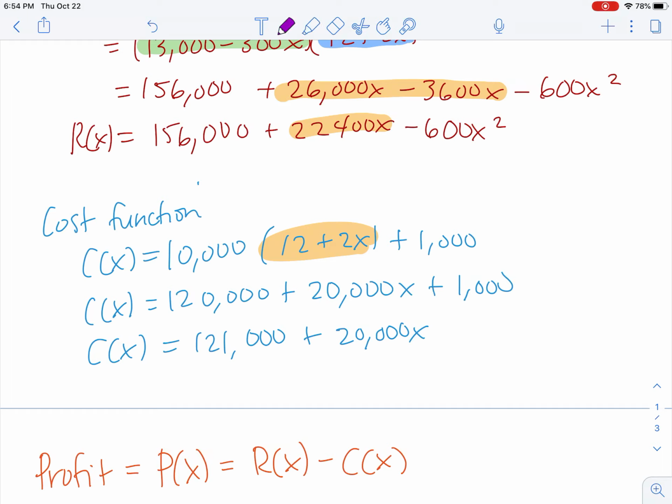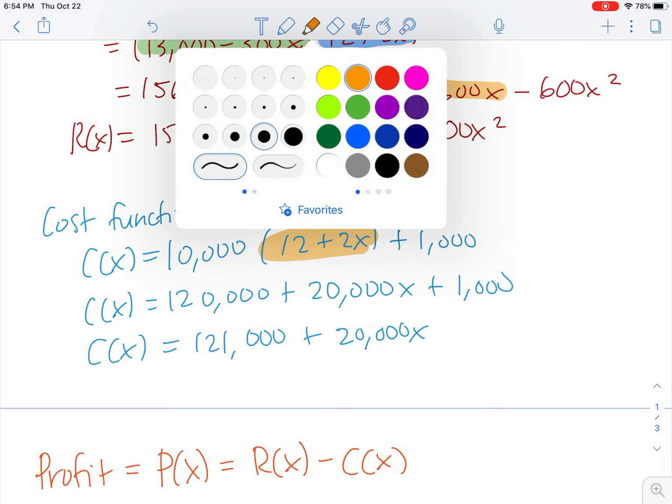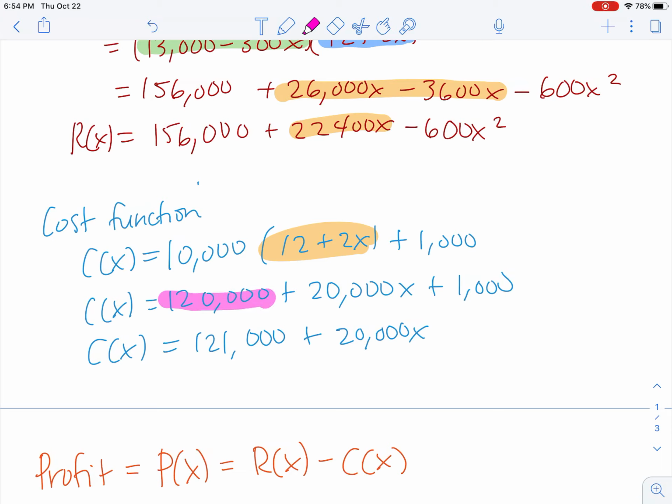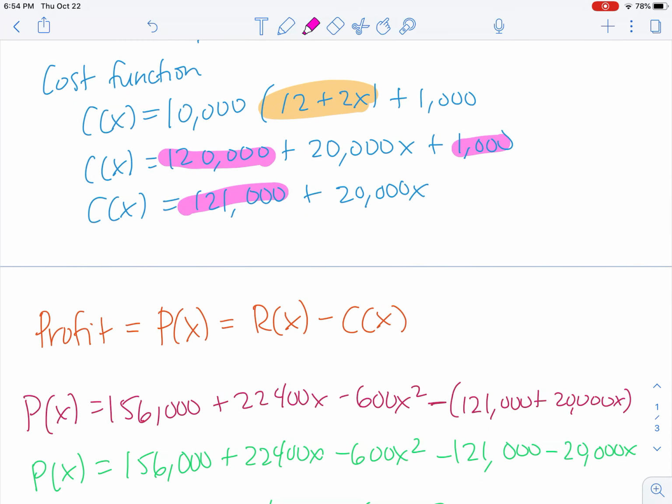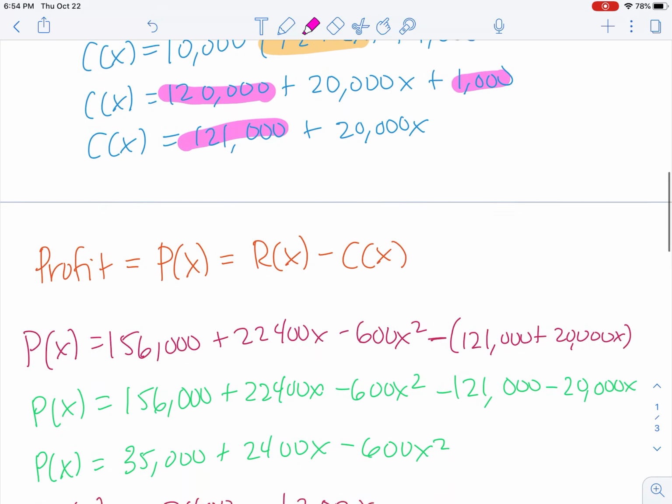So now we will distribute 10,000 inside the parentheses here. So 10,000 times 12, 120,000. 10,000 times 2x, 20,000x. Then we need to combine like terms. Our like terms, 120,000 and 1,000 makes 121,000 and plus 20,000x. So now that we have revenue and cost, we can finally find the profit function. We find the profit function by subtracting cost away from revenue.